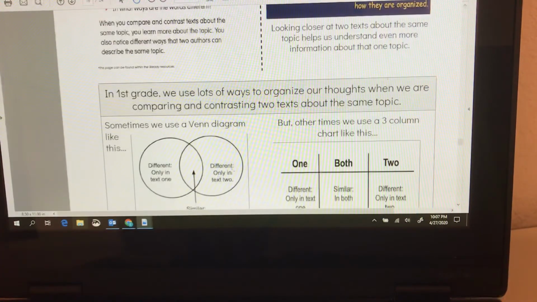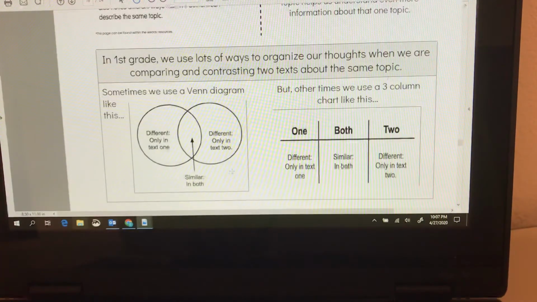In first grade, we use lots of ways to organize our thoughts when we are comparing and contrasting two texts about the same topic. Sometimes we use a Venn diagram like this. What's similar goes in the middle. I like to make that section purple. And what's different, what you only read in the first text, so maybe what you read about Coney Island, can go here. And then only in the Chicago text, it could go here. But if you read something similar that happened in both texts, it would go in the middle.